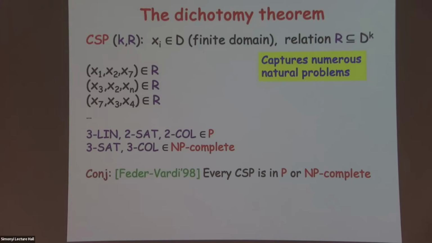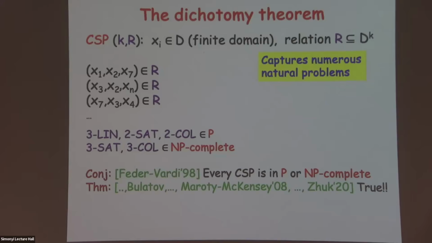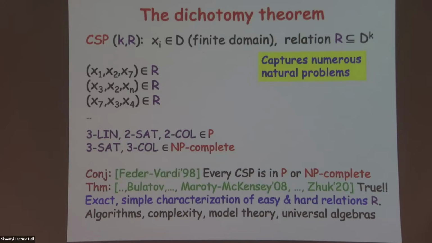And a conjecture made in the late 90s by Feder and Vardi was that here there is no dark matter for any of these problems. Each one is either hard or easy. And this was proved after 20-some years and a lot of work. So it is true. There is a dichotomy and there is no dark matter in these problems. And it's extremely interesting. One aspect is that not only is it true, but there is a simple criterion. You can look at the relation and tell whether the CSP associated with it is hard or easy, in polynomial time.